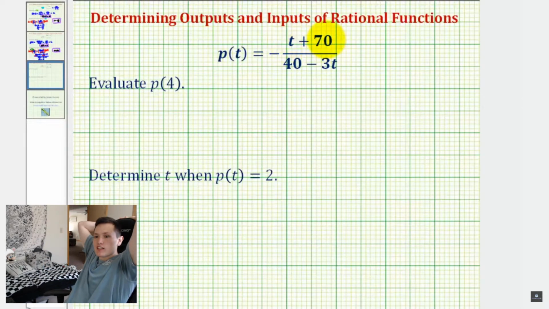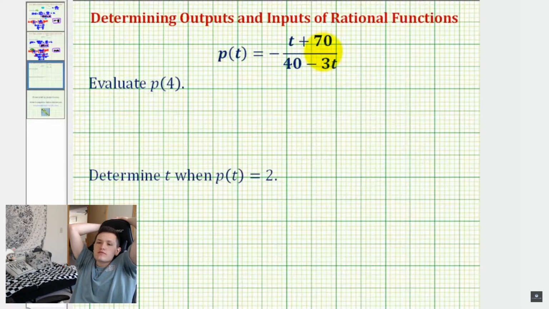Now for the last example, we have P of t equals negative the quantity t plus 70 divided by the quantity 40 minus 3t. We need to be a little careful about this negative sign here. If you want to move this up to the numerator, you have to take the opposite of the numerator, or write this as negative the quantity t plus 70 divided by 40 minus 3t. We can't just make this t negative, because then we wouldn't be taking the opposite of this fraction or making this fraction negative.